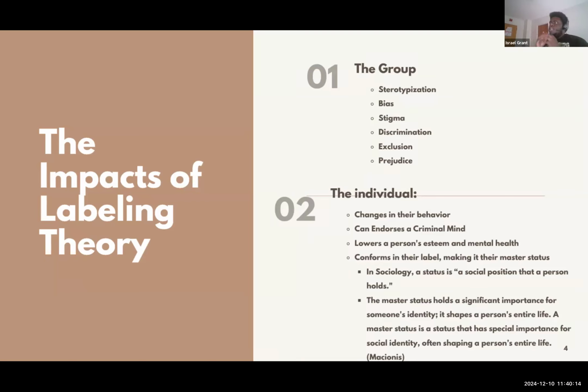They will feel less self-esteem because they feel like their label is negatively harming them. And another important thing in sociology, there's something called a master status, which is basically your entire identity. So the label will become your entire identity, and you will conform to that label and do whatever that label will tell you to do.